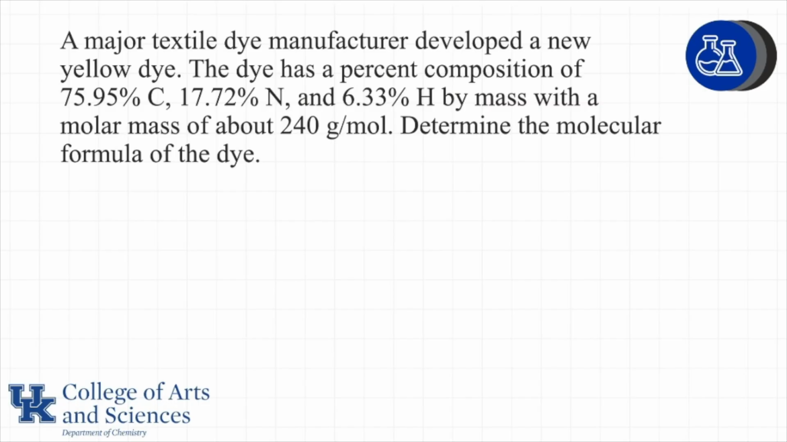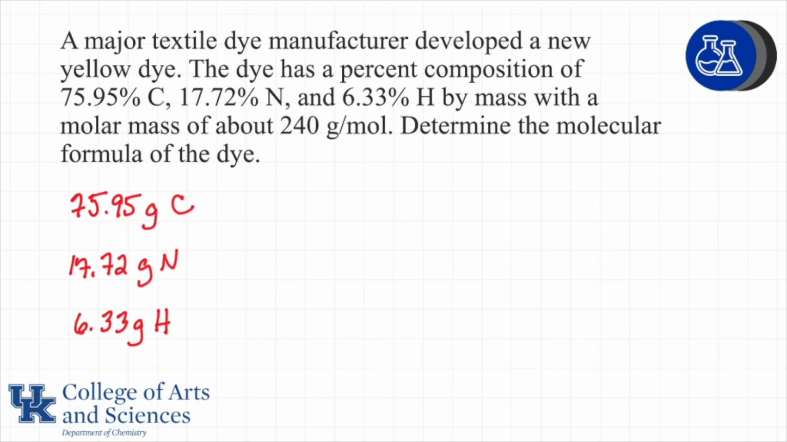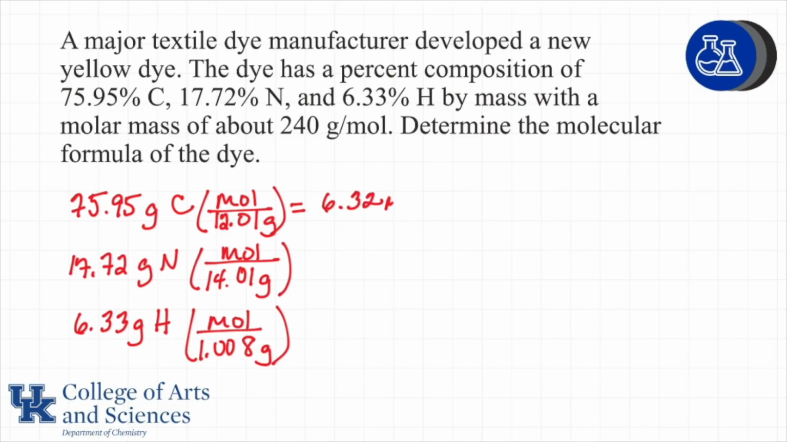First, we need to go through the process of determining the empirical formula of a compound from the percentages. We're going to assume a 100-gram sample, which means we can convert the percentages directly to masses of each element. Next, we need to convert to moles for each of them using their molar mass. And we get 6.32 moles of carbon, 1.26 moles of nitrogen, and 6.28 moles of hydrogen.